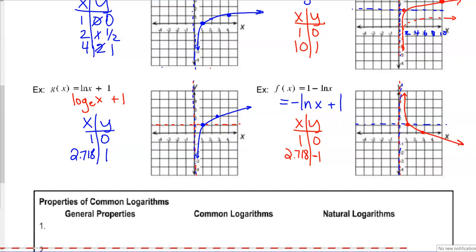And that's a good sketch for that. Remember, a negative in front does a reflection over the x-axis. Okay? All right, very good.